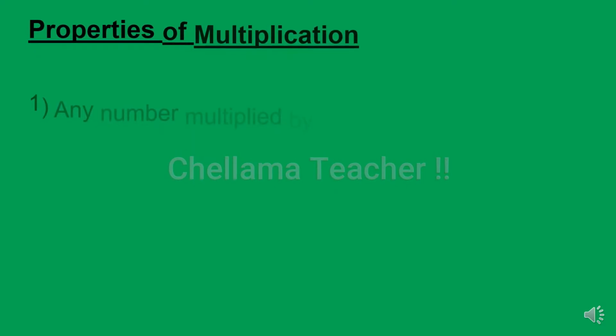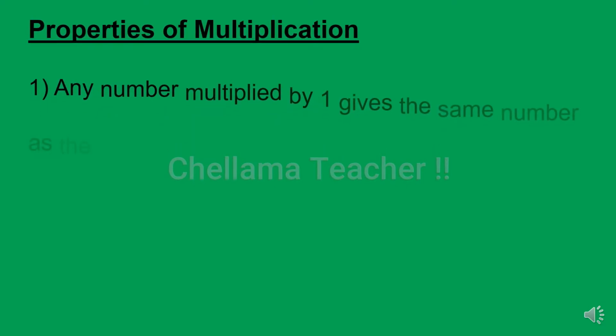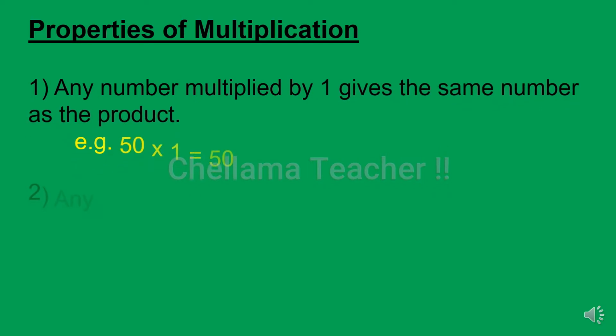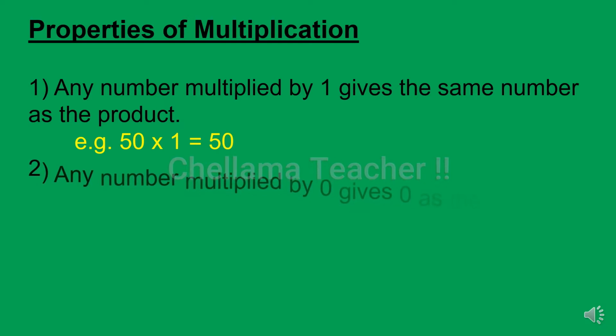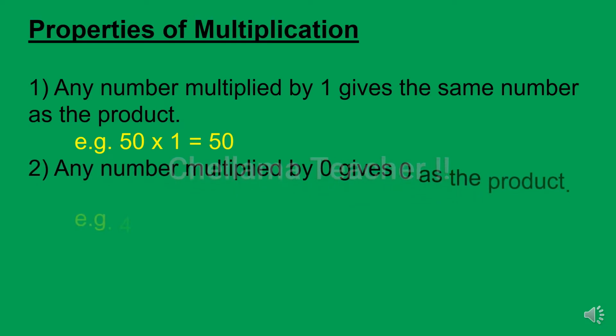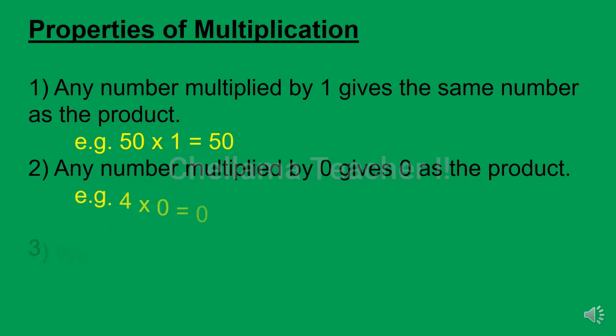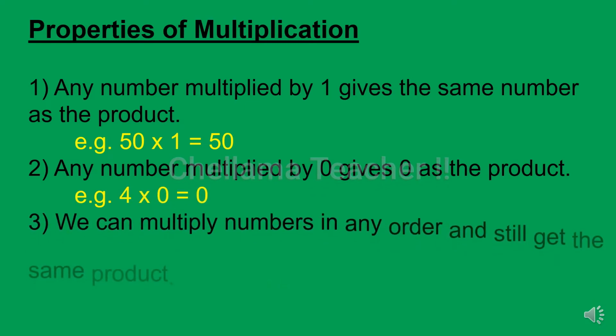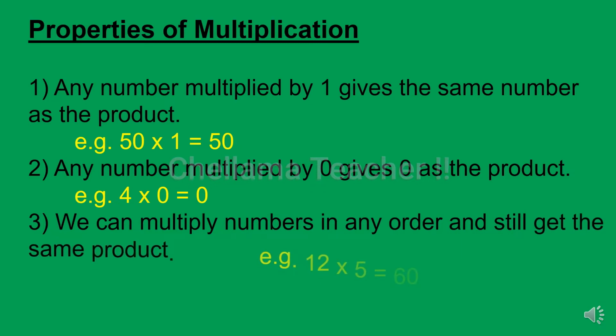Properties of multiplication. There are three properties. One by one, let's see. 1. Any number multiplied by 1 gives the same number as the product. For example, 50 into 1 is equal to 50. 2. Any number multiplied by 0 gives 0 as the product. For example, 4 into 0 is equal to 0.